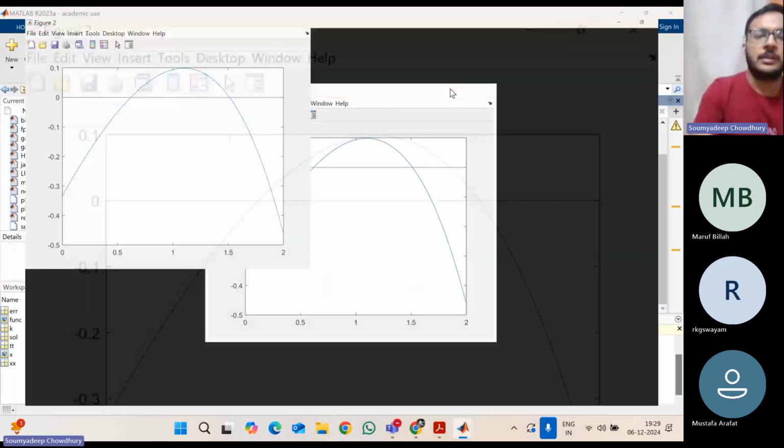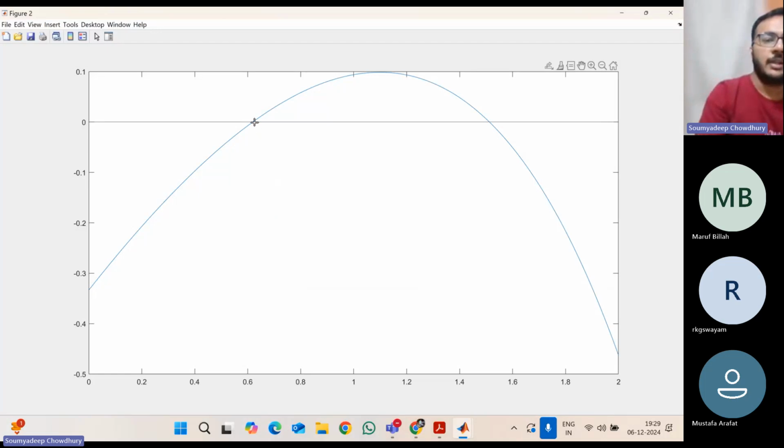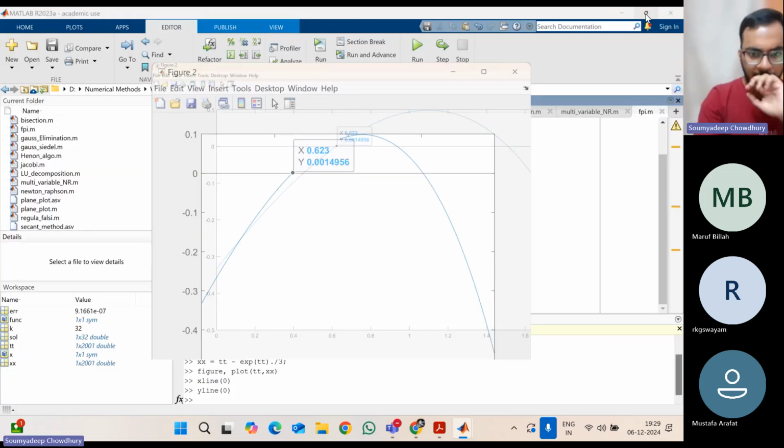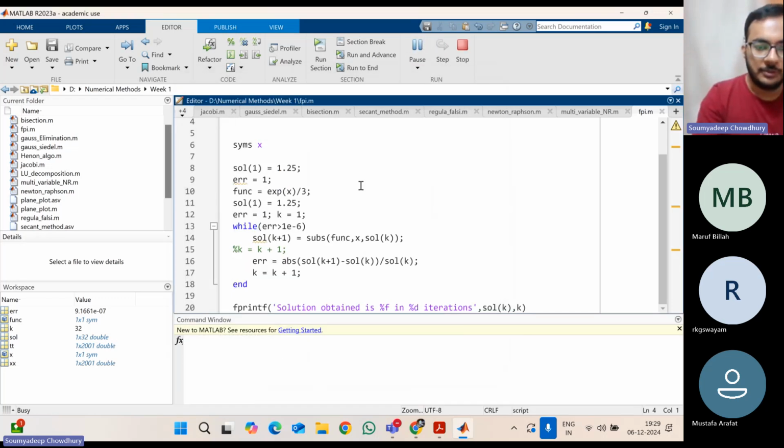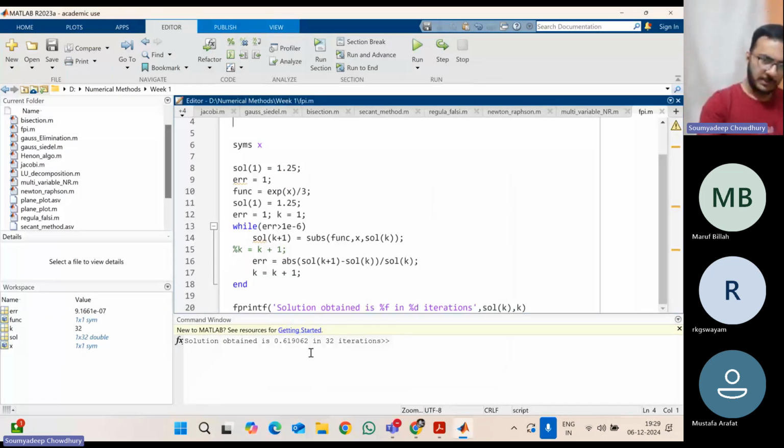You can see here the x-axis intersects this function at 2 points, right? One is around 0.619 and another is some value between 1 and 2. I'll just check what it is. It is some 1.511, and the other value is around 0.62. So you can see here, if I run this code, it is giving me one solution: 0.619 in 32 iterations.